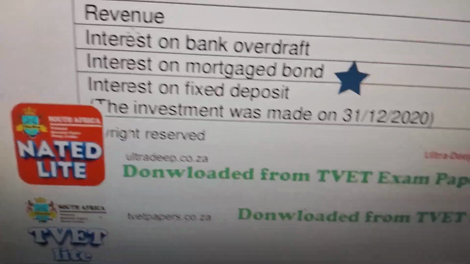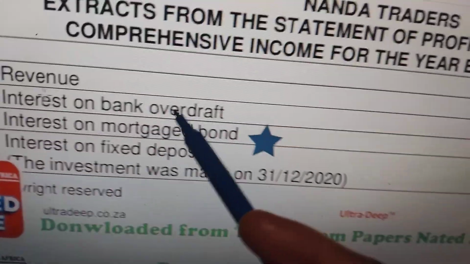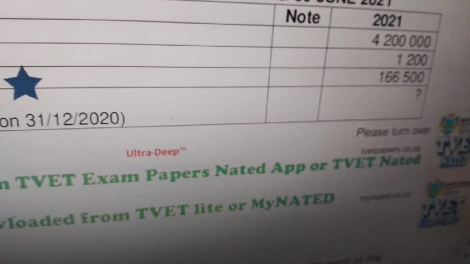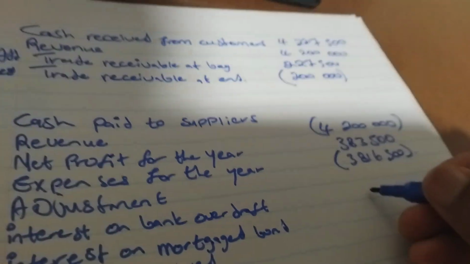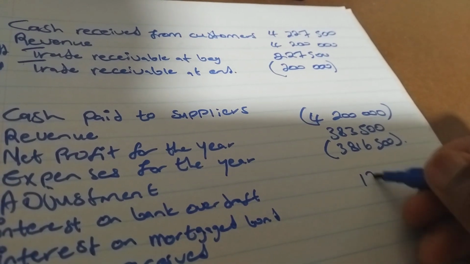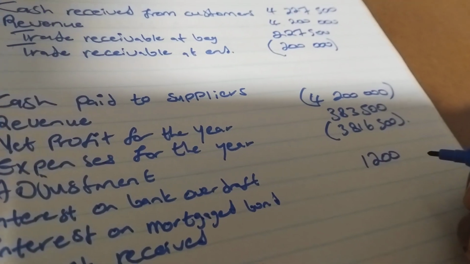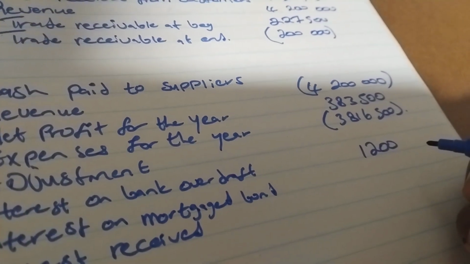This is the interest on bank overdraft, which is 1,200. So when it comes to the cash paid to the suppliers, the incomes are in the brackets, the expenses are not in the brackets.